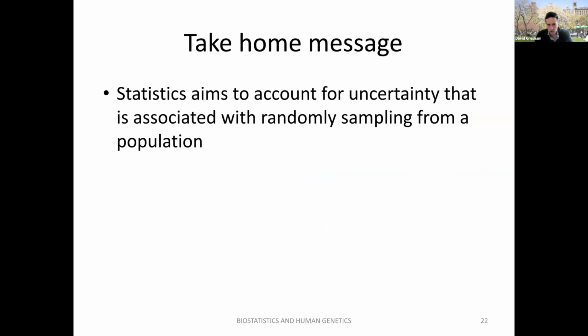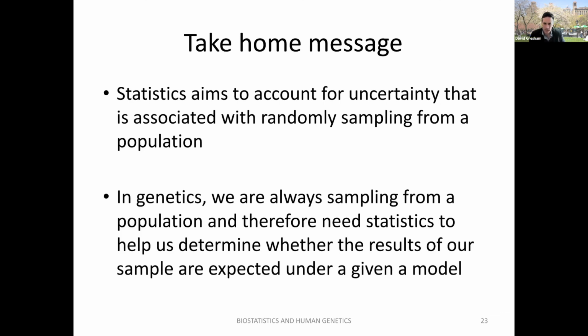Today what I have introduced to you is going beyond thinking about statistics as a way of describing data. The take-home message is that what we're trying to do with statistics is account for the uncertainty associated with taking a random sample from a population. That's essential because in genetics and medicine, we're always taking a random sample from a population. We need statistics to help us determine whether the results of our sample are expected under a given model, or whether we should be surprised by the results that we see. That's what we're going to be covering in this course. All right, so I'm going to stop here.